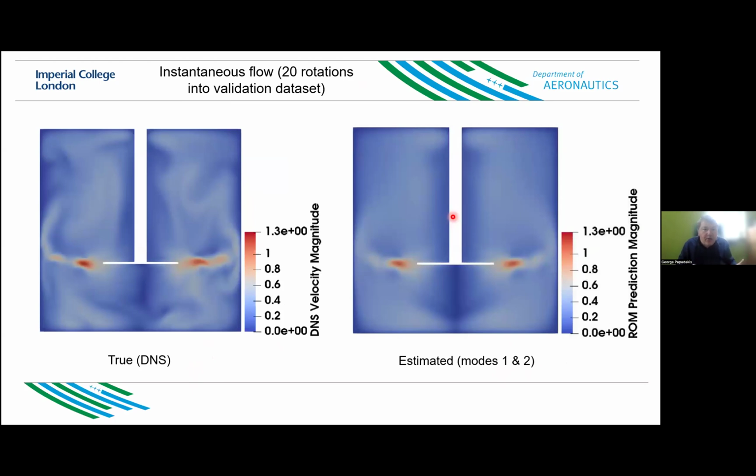What's happening now with the instantaneous flow field? On the left, I show you contour plots of the true velocity magnitude. These are results from DNS, 20 rotations into the validation dataset. I have a validation dataset which is 40 rotations, and this is an instantaneous snapshot at the 20th rotation. And this is what I get from the estimation at that time instant. Again, using a single point of measurement can give me this instantaneous information for the 3D flow field, using just a single experimental point.